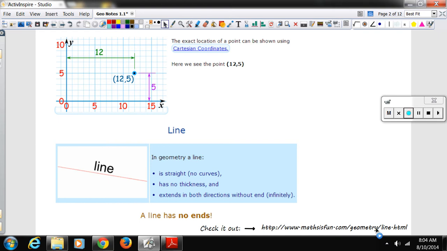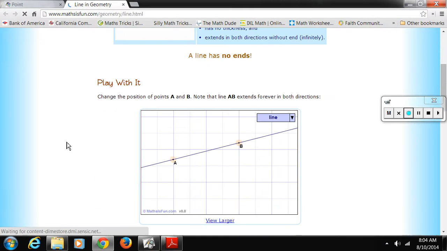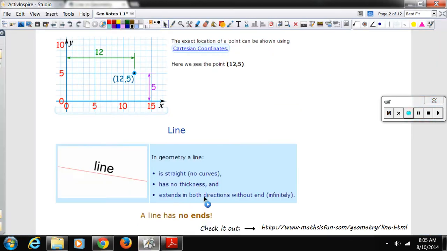It does not end at all. Again, if you're on your Math Is Fun website, there is also a little thing for a line. You can play with the line, you can move these 2 points around and show that the line will continue to be straight all the way around without end. Now this is a drop down that gives us also a line segment and a ray, which we are going to talk about in a second. So let's go back to this for a second. It has no ends, goes on infinitely. And again, if you need to pause it to fill these in, just pause it and fill them in.